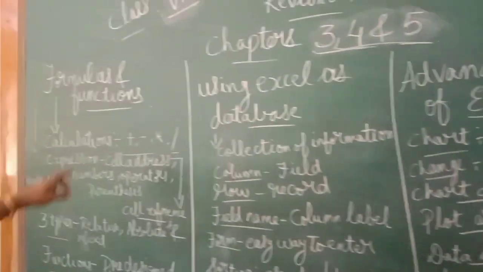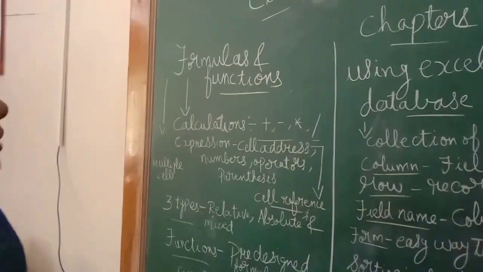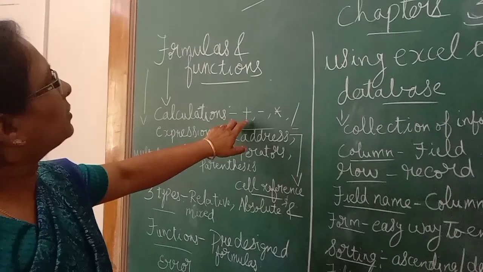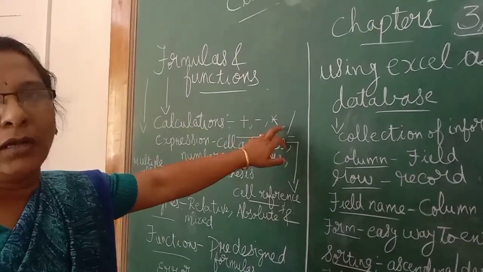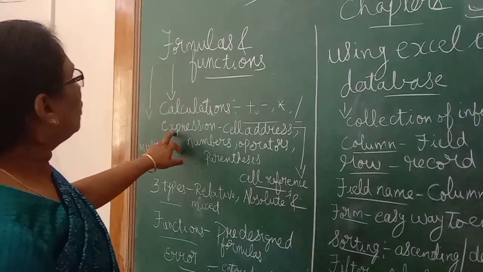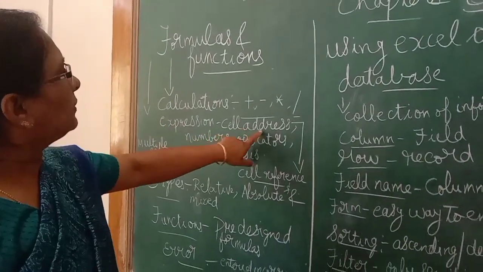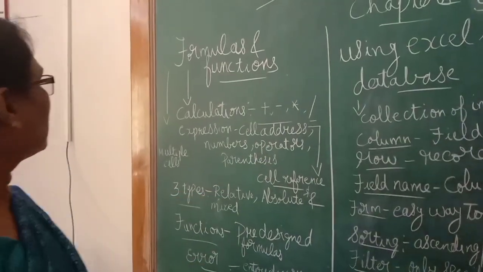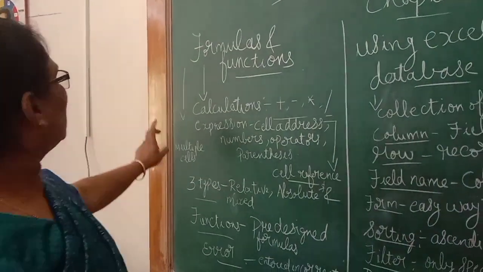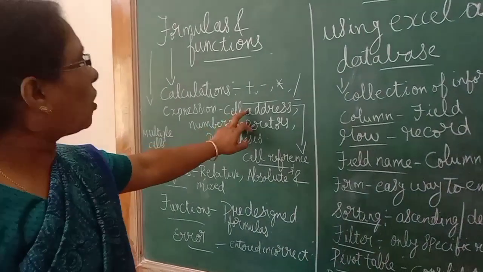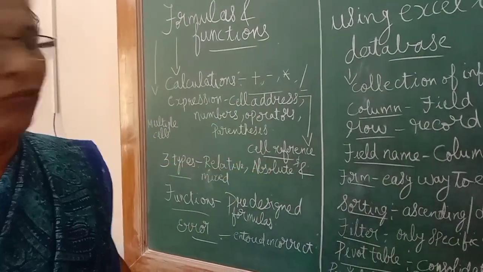Now coming to formulas and functions. Formulas are used for performing calculations like addition, subtraction, multiplication and division. They include expressions like cell addresses, numbers, operators and parentheses. Formulas are used to assign multiple cells, and cell address is also called cell reference.